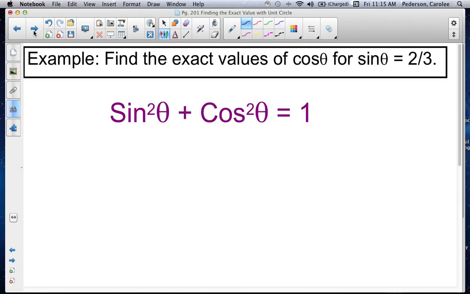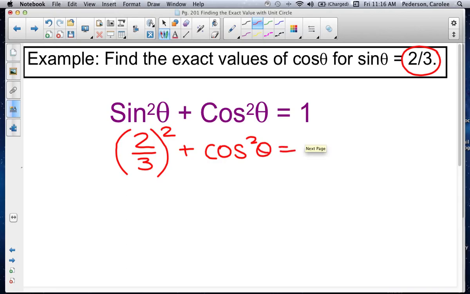What we're going to do on the next example is go back into the Pythagorean identity and find the exact value of the cosine of theta if we're given the sine of theta is 2/3. So we're going to substitute in the sine of theta, which is 2/3, into the Pythagorean identity. So 2/3 squared plus cosine squared of theta equals 1. Now we can solve this equation for the cosine of theta by undoing. So first we'll square the 2/3.